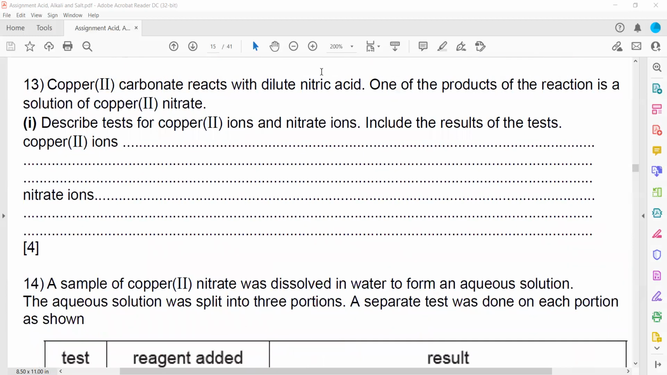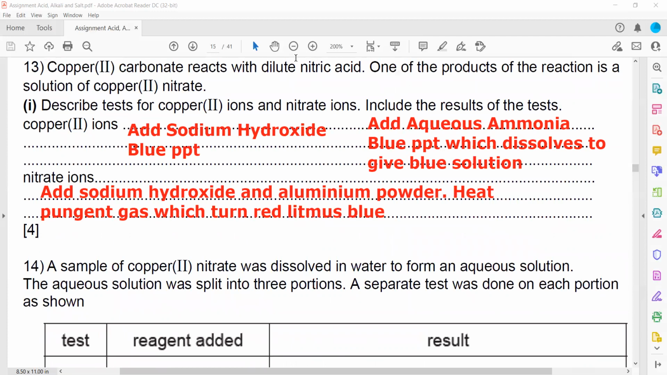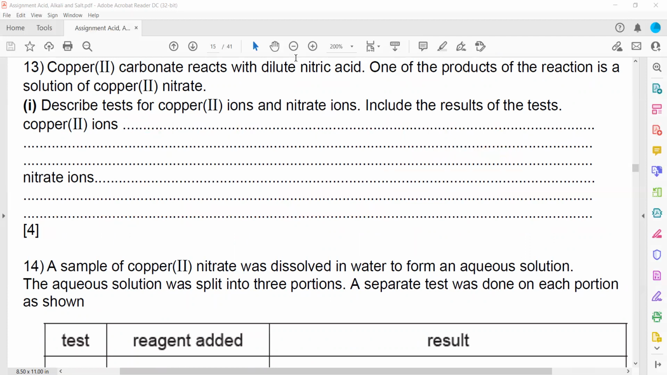Because whenever you have nitrate, you heat after adding sodium hydroxide and aluminum powder. When you heat, it will give out ammonia gas, and ammonia gas is alkaline. That's why the litmus turned from red to blue.